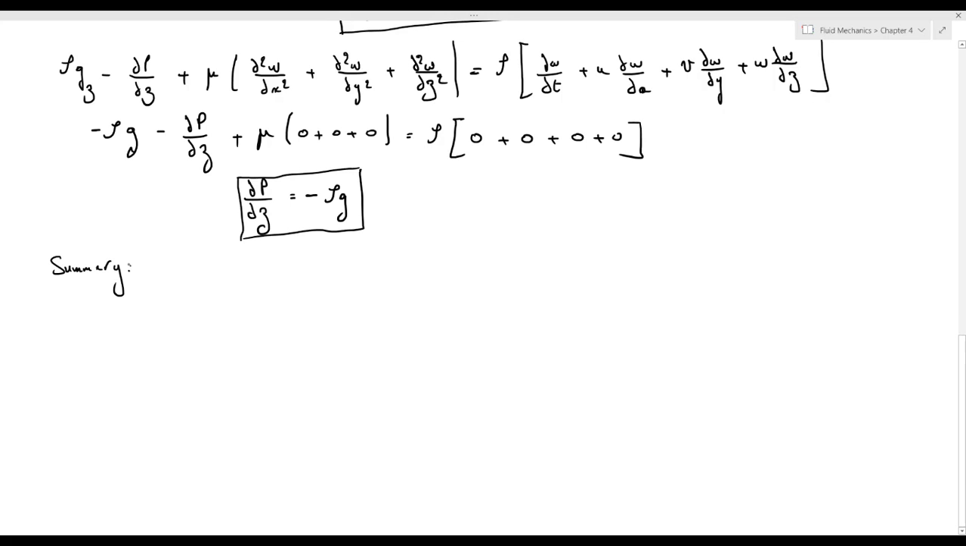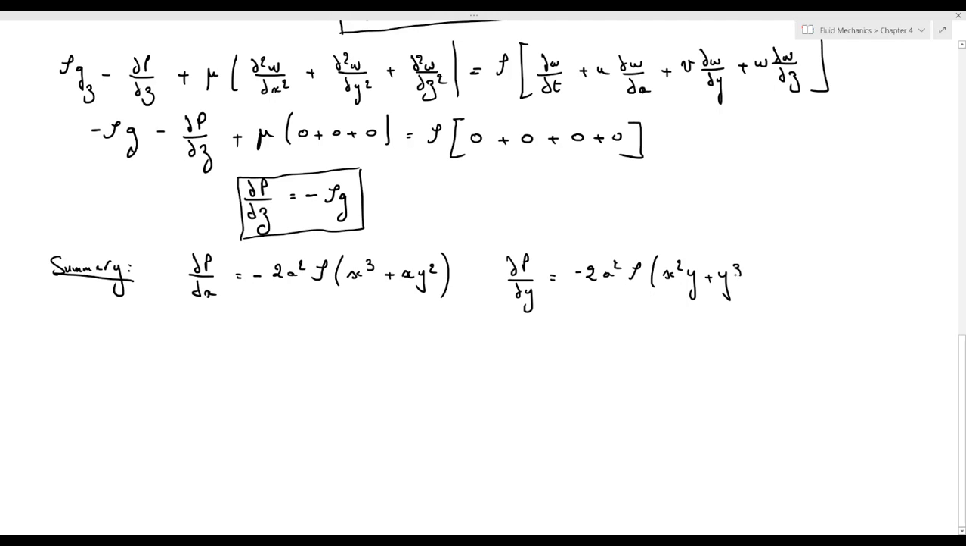So as a summary of the result, we have del p over del x is equal to minus 2a square rho into x cube plus xy square, and del p over del y is equal to minus 2a square rho into x square y plus y cube, and del p over del z is equal to minus rho g.